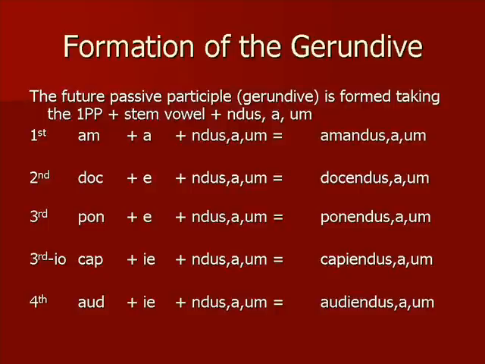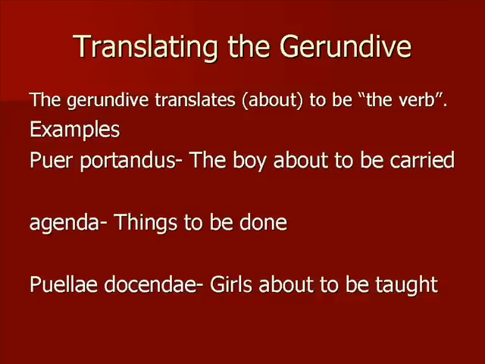The future passive participle, also known as the gerundive, is formed by taking the first principal part, adding the same stem vowel you would use for the imperfect and the present active participle, and then adding ndus. The gerundive declines like a first and second declension adjective, just like bonus. The gerundive translates about to be the verb, or simply to be the verb. Puer portandus is the boy about to be carried, or agenda, things to be done. Notice this is where we get the English word agenda, and puellae docendae, the girls about to be taught.